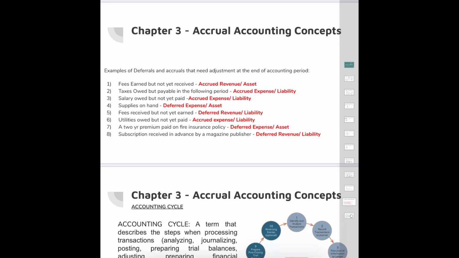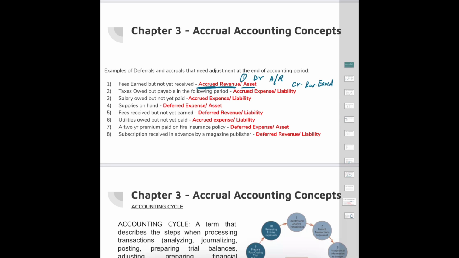Now let's look at some of the examples of deferrals and accruals that need adjustment at the end of the accounting period. Number one, fees earned but not yet received. So we have earned the fees and it's not yet received. Whenever the cash comes later, it's accrued. Okay, so now this is talking about the fees, so it's accrued revenue and asset. So it means the entry will be account receivable debit and credit will be revenue earned.